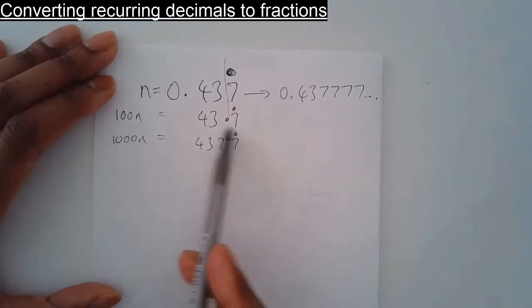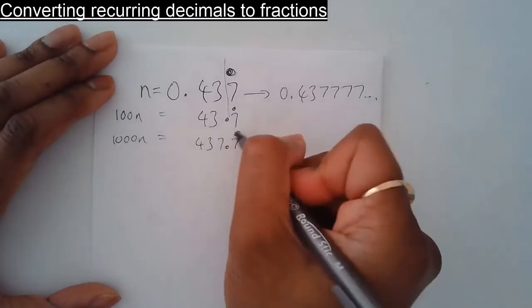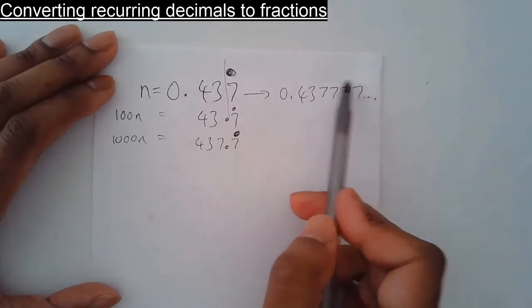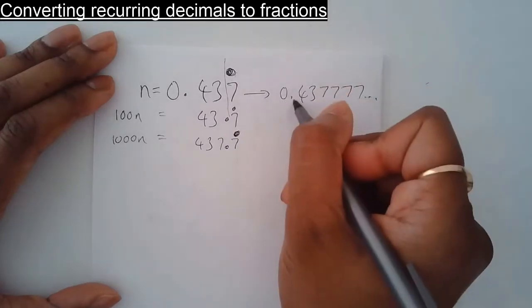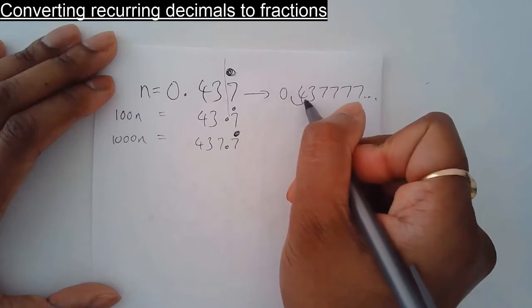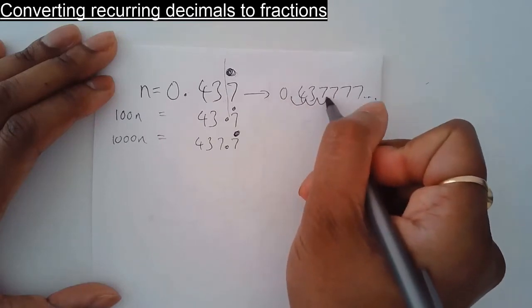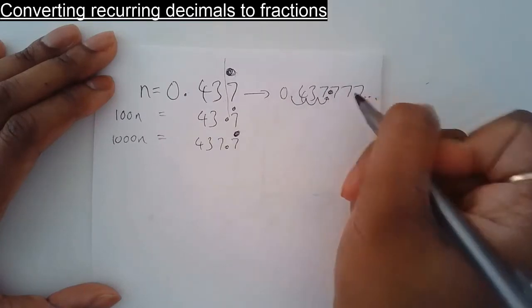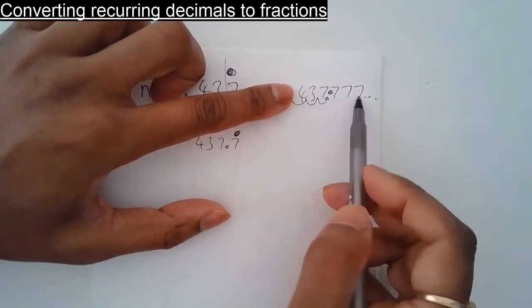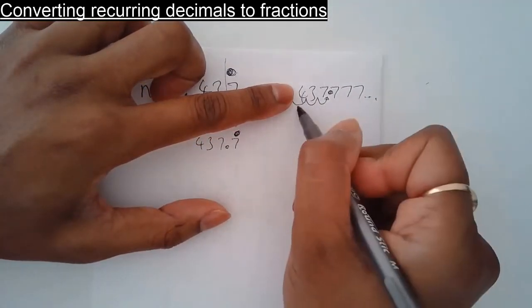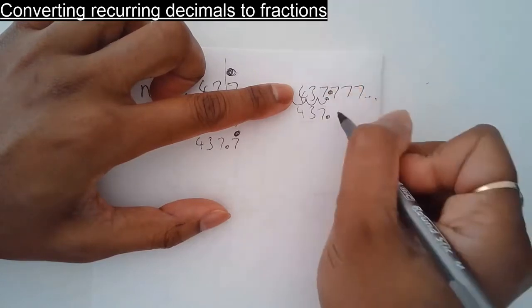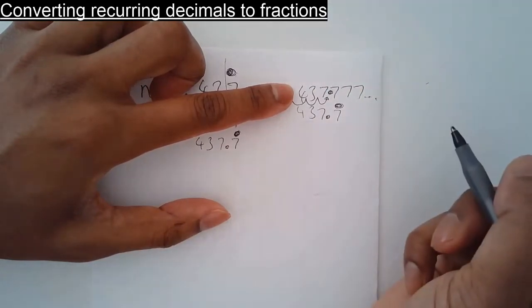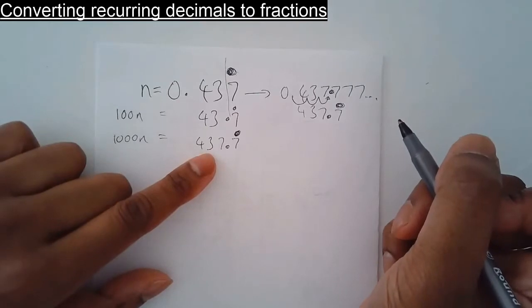Now, if you don't understand how that worked, I'll demonstrate multiplying by 1,000 using this decimal here. If I multiply by 1,000, move the decimal point 3 places to the right. So it's here now. So what is this number now? That's 437.7 recurring, which is what I got here.